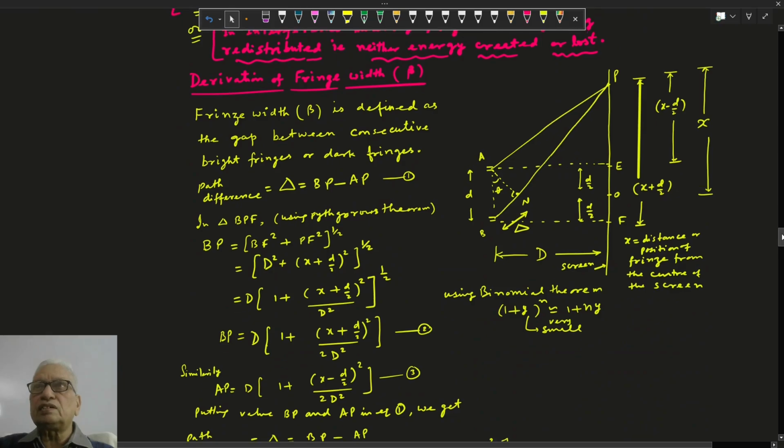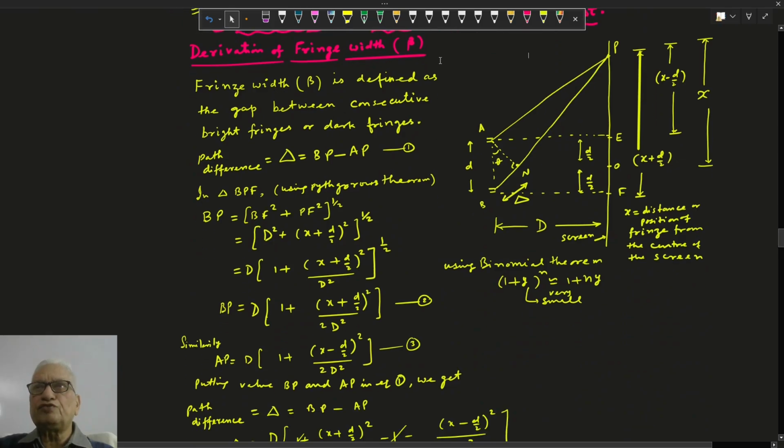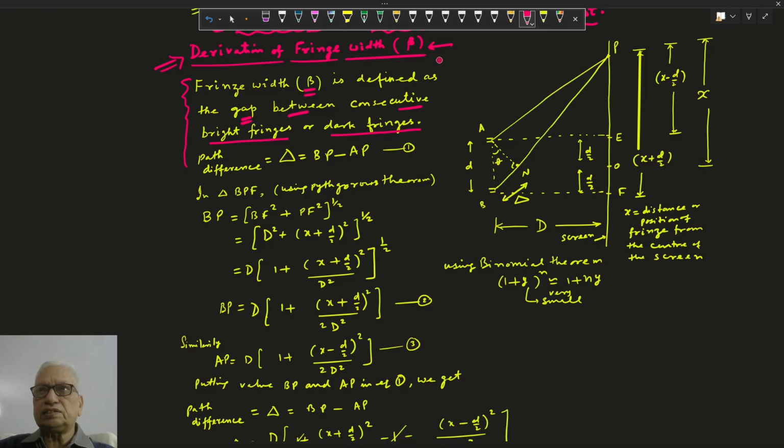Now we are deriving the expressions of fringe width. Fringe width expression. What is the fringe width? First of all, defining this. Fringe width beta is defined as the gap or the distance between the consecutive bright fringes or consecutive dark fringes. Say in this figure, these are A and B are the slits, d is the gap between them, and capital D is the gap between the slits and the screen.